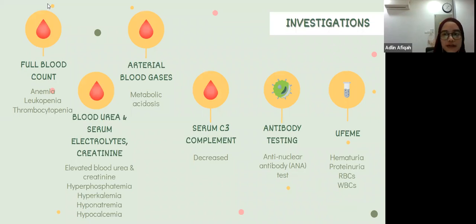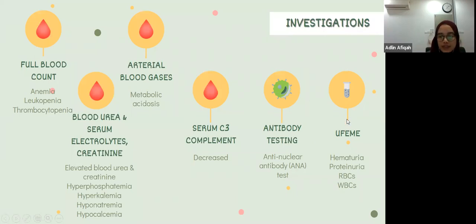Come to investigations of AKI. So the first one is full blood count. We should look for anemia, leukopenia, and also thrombocytopenia. The next one is blood urea, serum electrolytes and creatinine, in which in AKI, the results usually show elevated blood urea and creatinine, hyperphosphatemia, hyperkalemia, hyponatremia, and hypocalcemia. For the arterial blood gases, the result might be metabolic acidosis. Next is serum C3 complement, in which it will be depressed, especially in a patient with PSGN or SLE. For antibody testing, such as anti-nuclear antibody test, this is usually done in patients suspected of SLE.